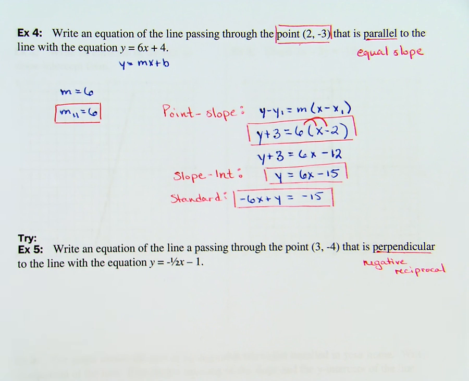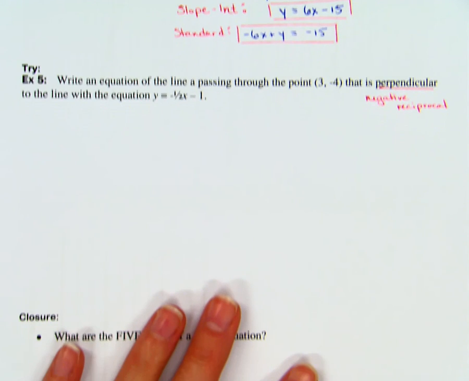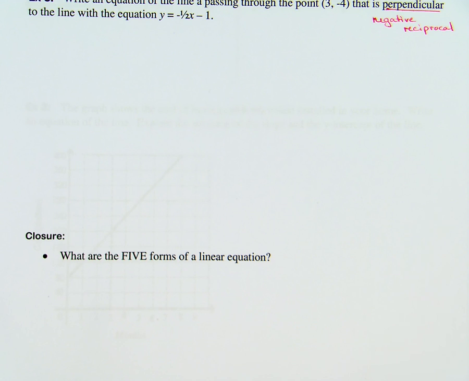Now that you've finished example 5, be sure to check your answer with the key on my website. And then you can answer the essential question: what are the 5 forms of a linear equation?